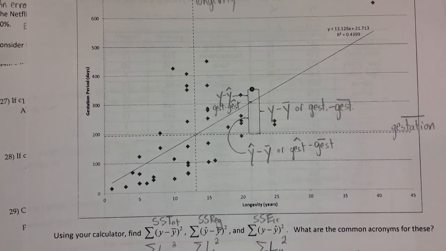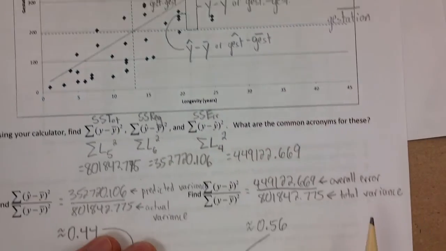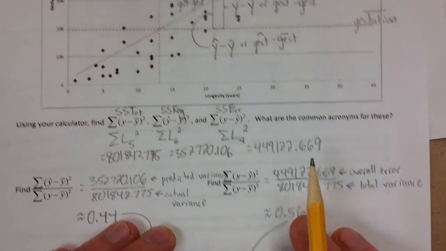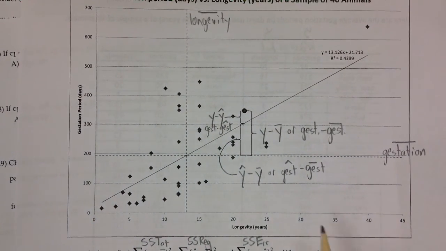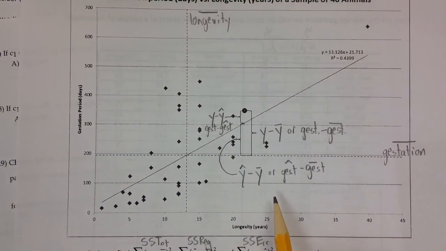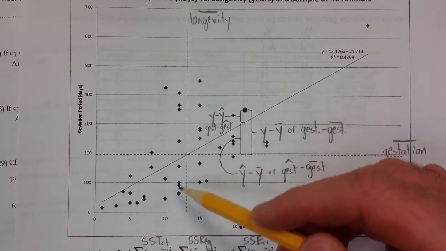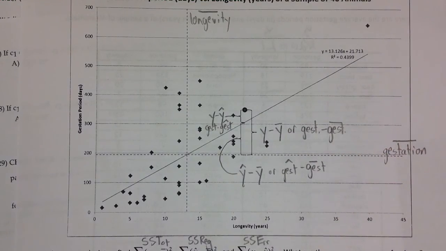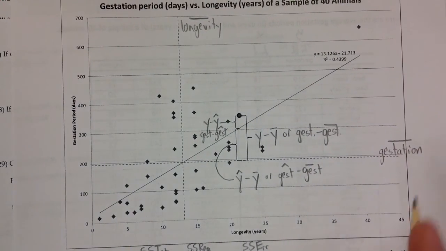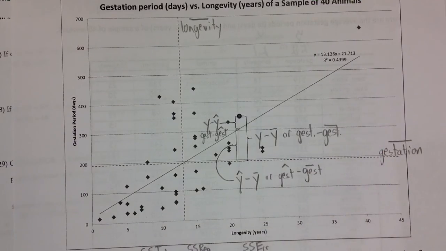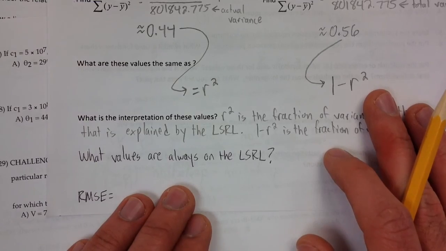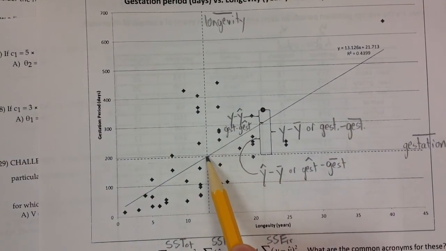44% doesn't seem very good. And what that means is that the remainder, which is 56%, is not being explained. So we have the majority of the natural variance in gestations, the natural differences that we see, that's not being accounted for in a linear sense by this model. Other questions here, what values are always on the least squares regression line? Hopefully you can see that. Right there. The means are always on the least squares regression line.